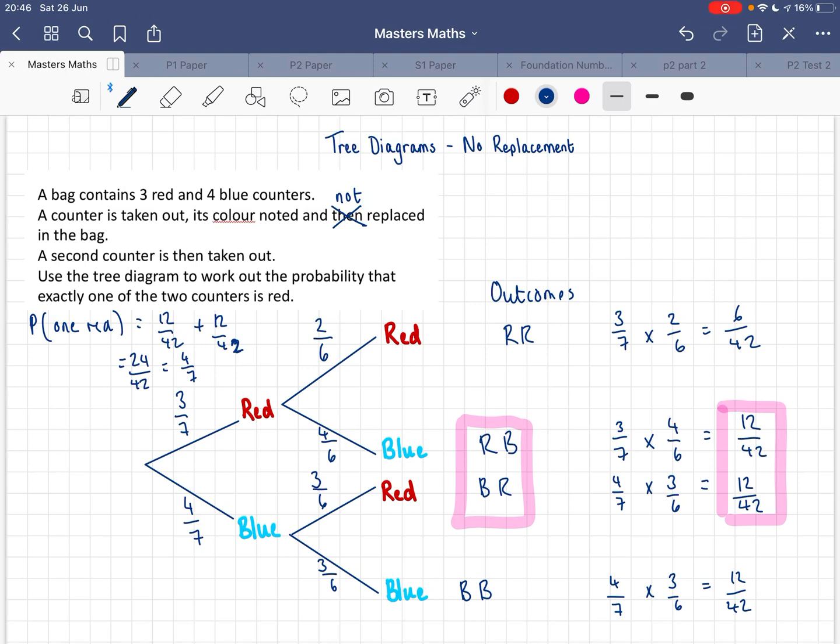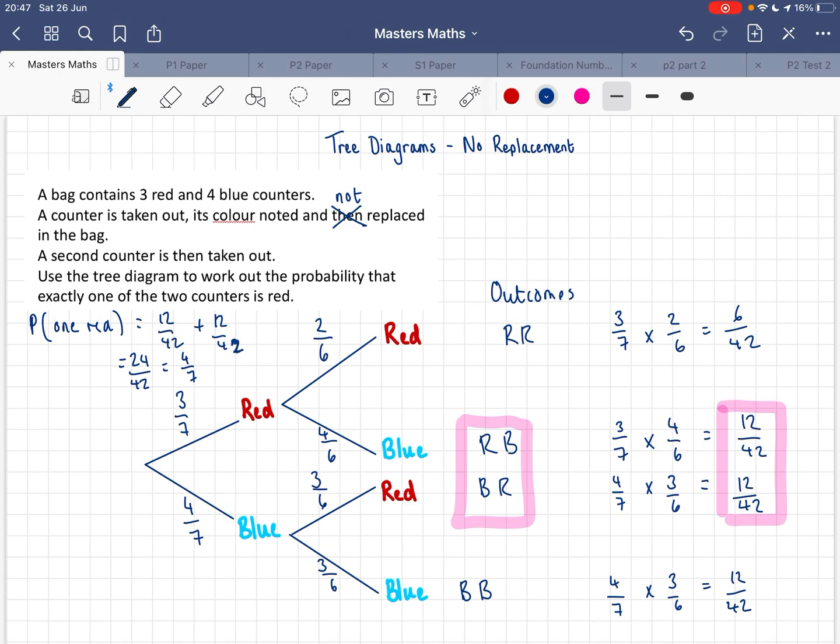And that's that question. So we've had a look at the tree diagram. We've looked at how the initial counter picked out of the bag affects the second counter, and then we've used the tree diagram to calculate the probability of a combination the same way as we were doing last week.